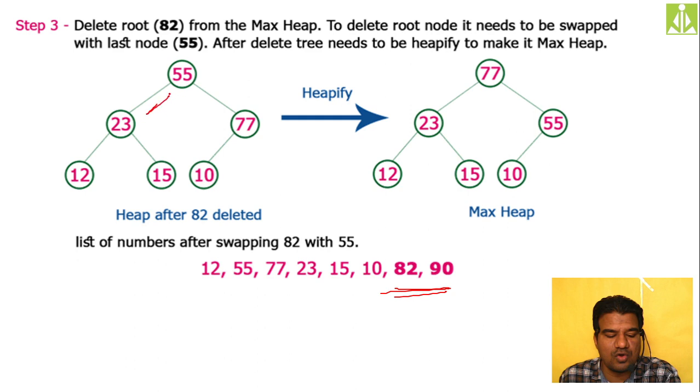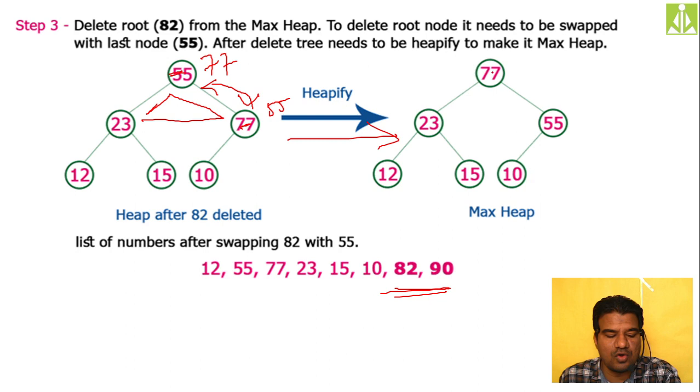Check among these. Which one is greater? 77 is greater. Among these three, 77 is greater. So 77 will go up and 55 will come down. 77 here, 55 here. Now again 55 and 10, no need to change anything, it will remain as it is. So after heapifying you are getting this: 77 on top, 23, 55, 12, 15, 10.